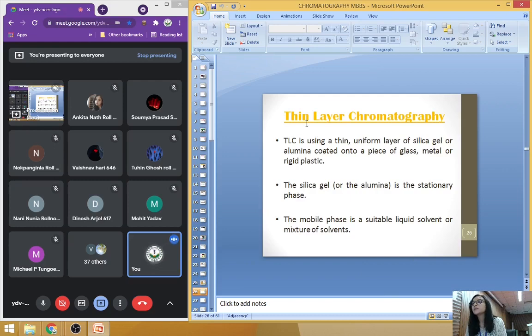Then we have something known as thin layer chromatography. This is also quite similar, but in this case we use a very thin uniform layer of silica gel or alumina, and this we coat on a piece of glass, metal, or a rigid plastic. So this silica gel or alumina, we make a slurry of it and we coat it onto this glass, metal, or rigid plastic. And here the stationary phase is the silica gel or the alumina, and the mobile phase will be a liquid solvent or a mixture of solvents.